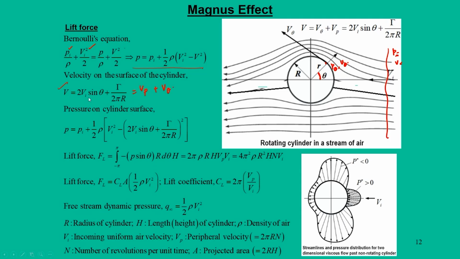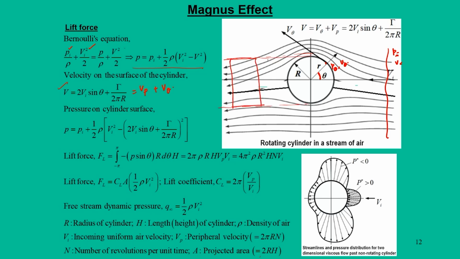By putting this velocity term in the pressure equation, we have the pressure on the surface of the cylinder, and then we integrate this pressure over the frontal area, or projected area. If you take the projection of the cylinder to find the projected area, we will have a rectangle.